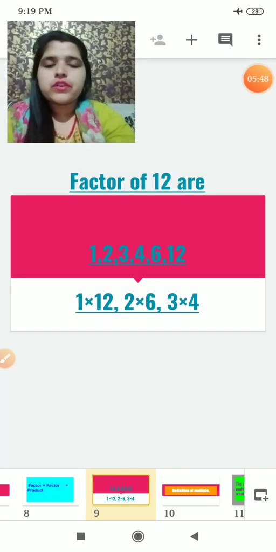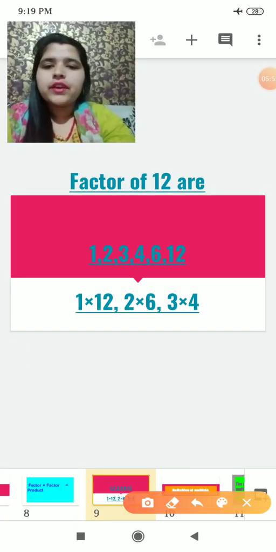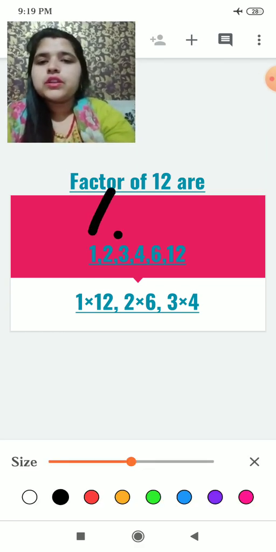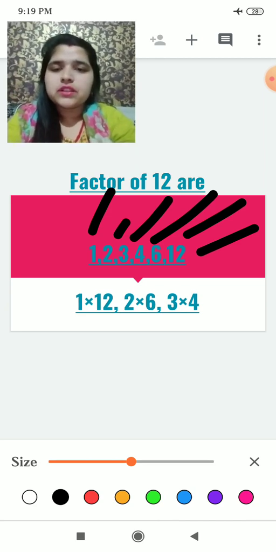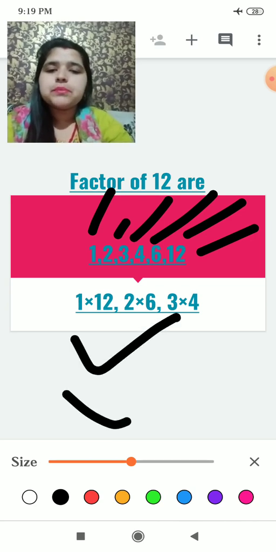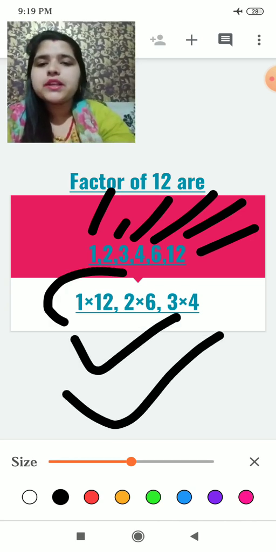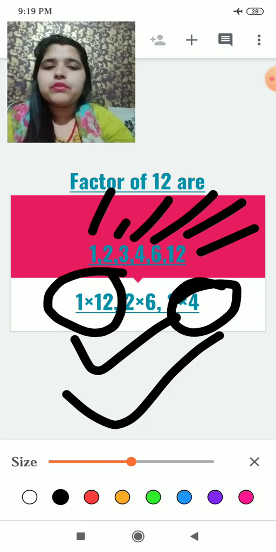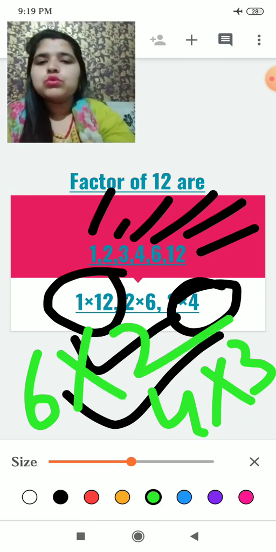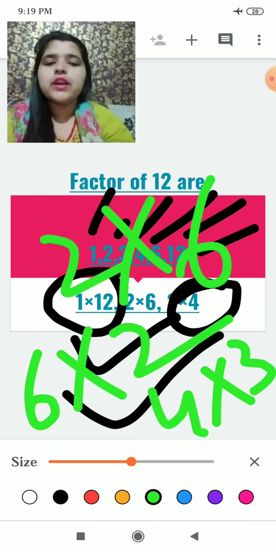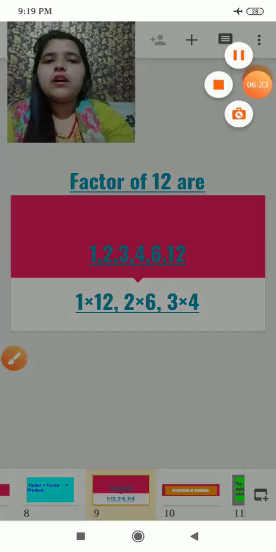So, children, here we have 1, 2, 3, 4, 6, 12. These are the factors of 12. We have written this in comma form, but when you represent it as factors, you can show it in multiplication form also. Like 1 multiply 12, 3 multiply 4, 4 multiply 3, 6 multiply 2, 2 multiply 6. So these will be the factors.